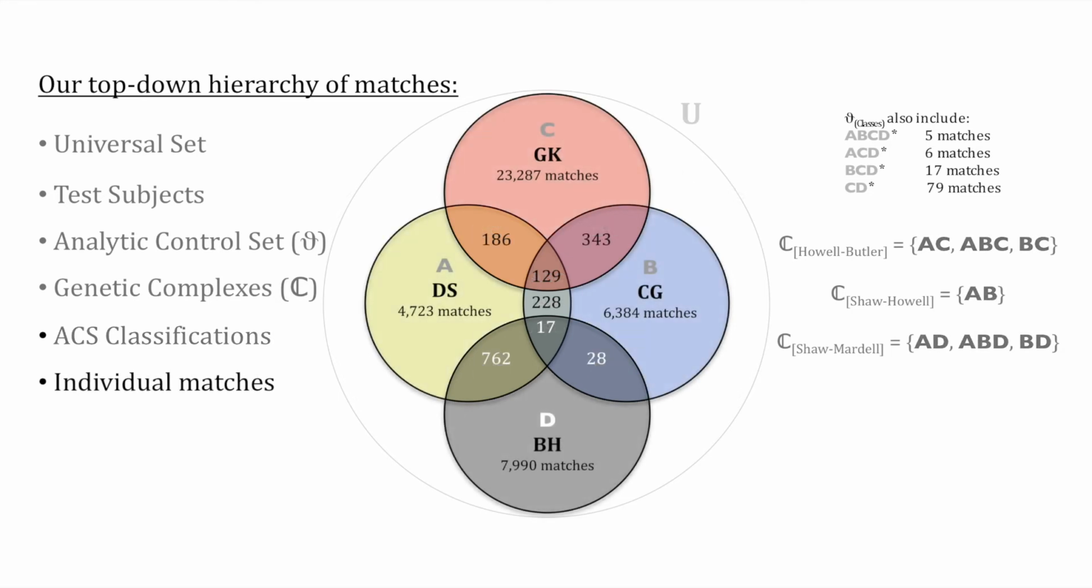Individual DNA matches are the granular elements of CMA, which are correlated and tallied among test subjects of known and unknown genealogical relations. The CMA process assigns an ACS classification and corresponding genetic complex to every DNA match participating in the analytic control set.